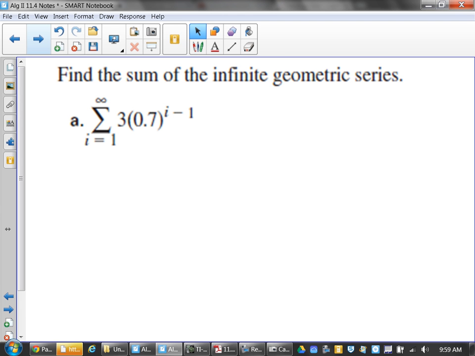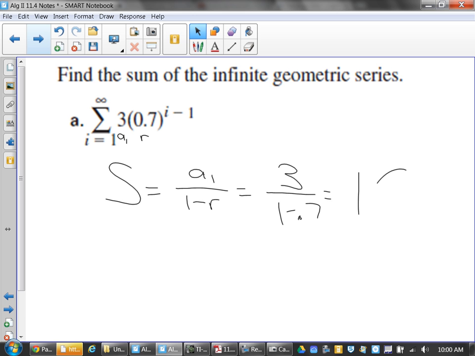In this example here, what's your r value? 0.7. What's your first term? 3. My first term here is 3 because this is our a sub 1 and this is my r value. So the sum of this would be first term over 1 minus my r, which is 3 over 1 minus 0.7. 10.